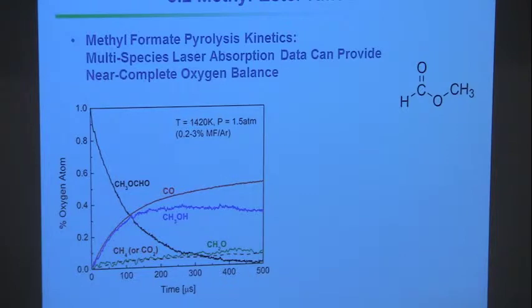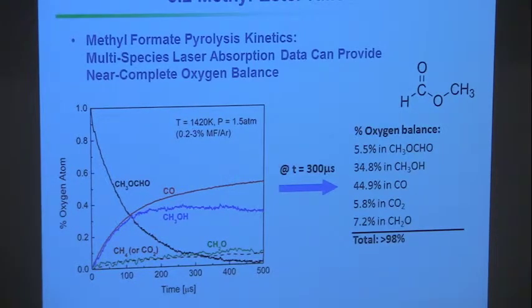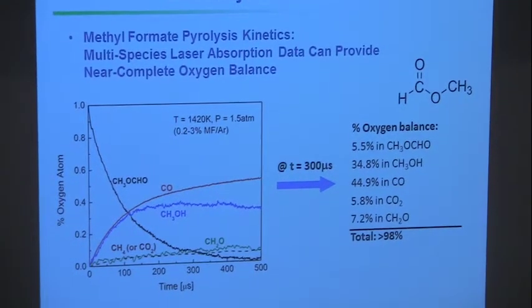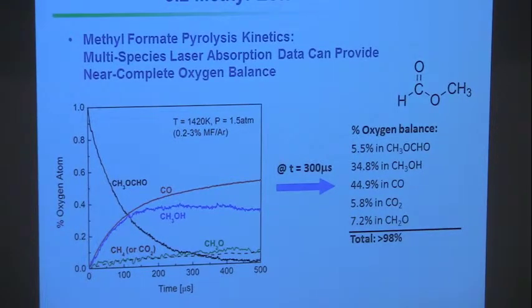And what do we find? We do this and ask, where is the oxygen? We're going to feel good if we can track all the oxygen. So here at 300 microseconds, we added up these components, and we found 98% of the oxygen. That tells us we probably haven't neglected anything. Probably got this right. If you'd only measured one thing, you can't be as sure as you can with this. That led me to really get interested in doing multi-species time histories.